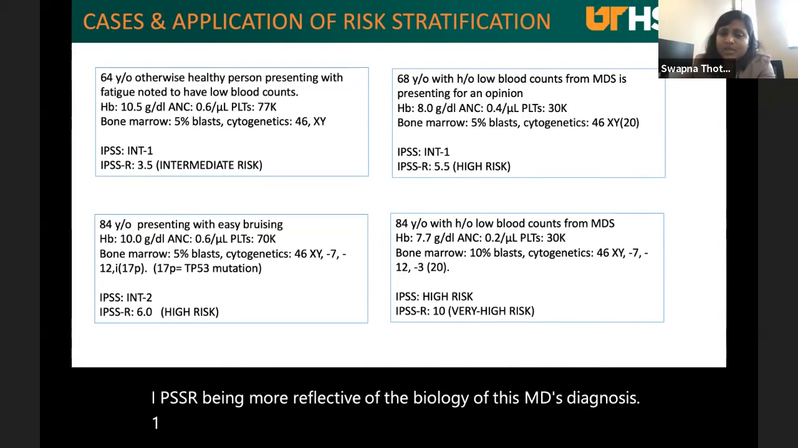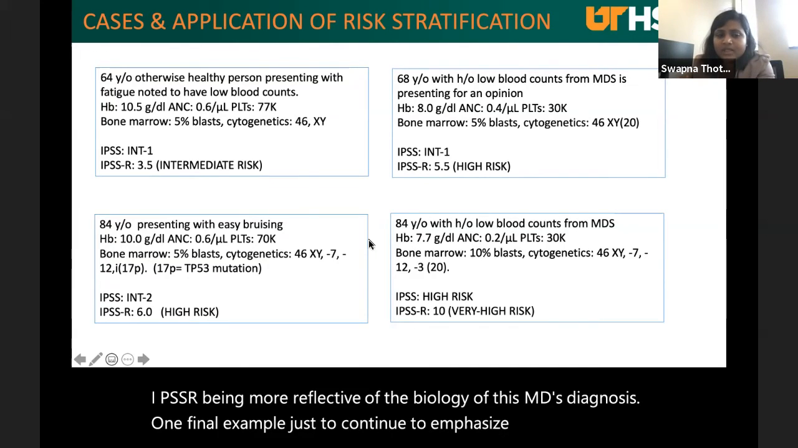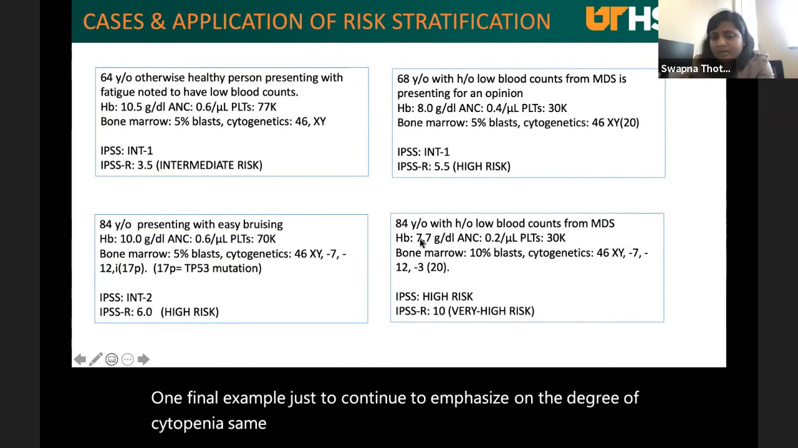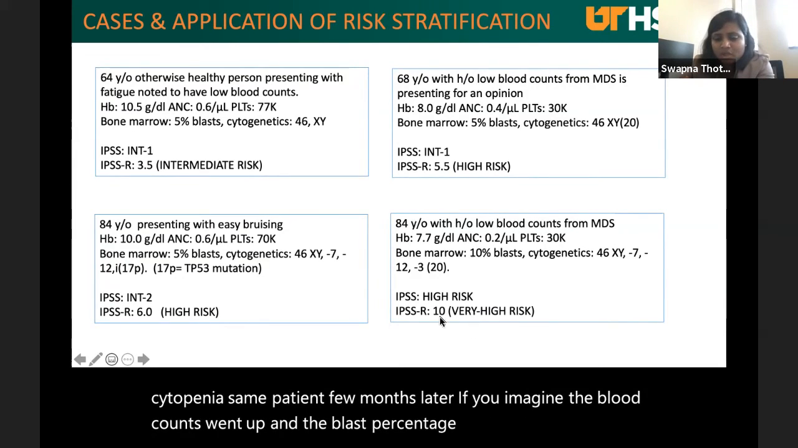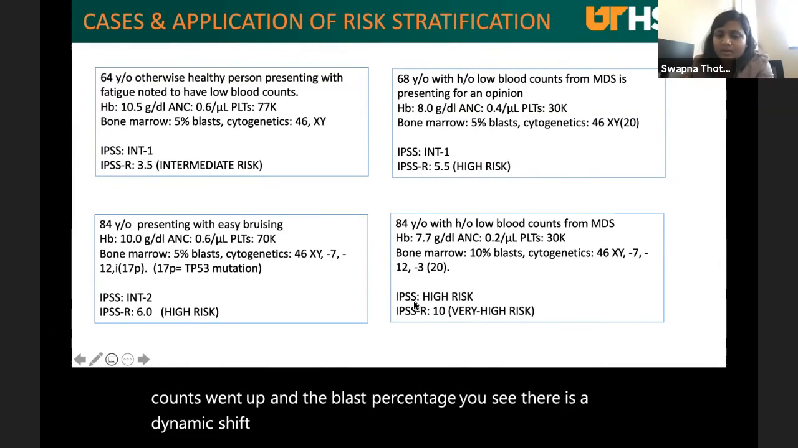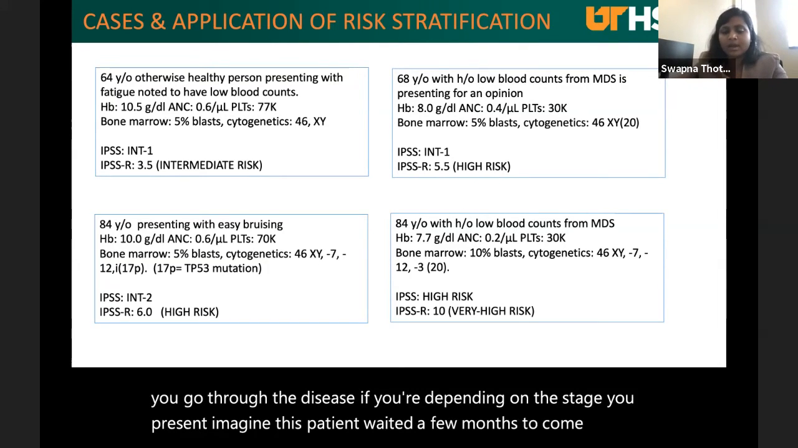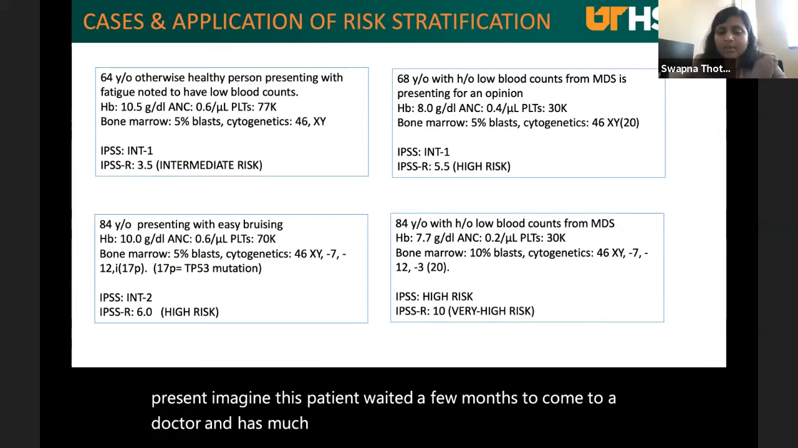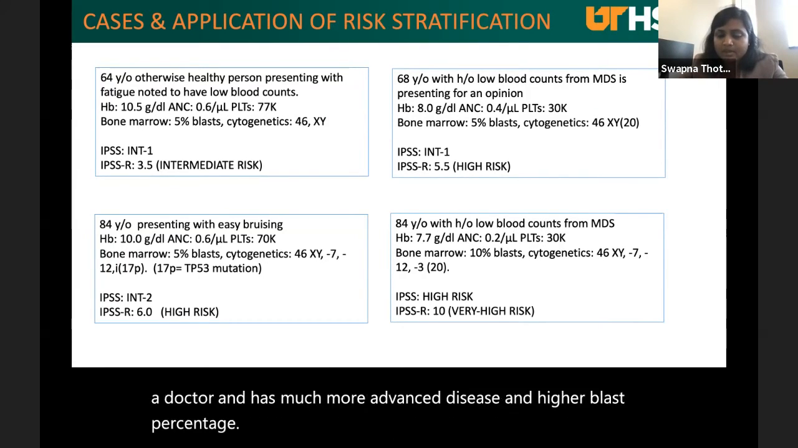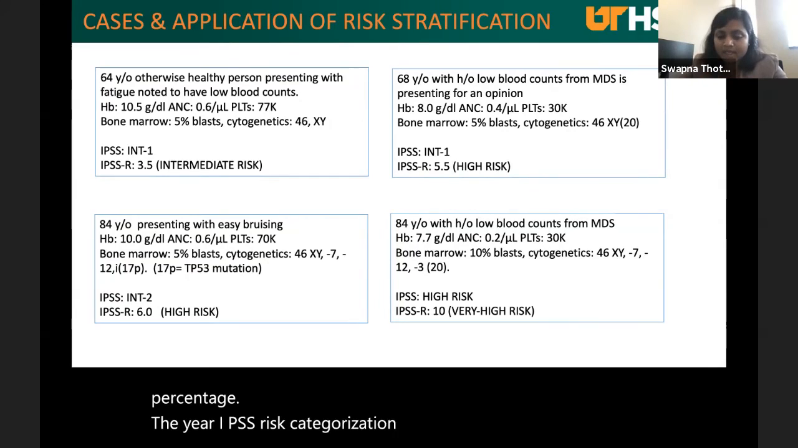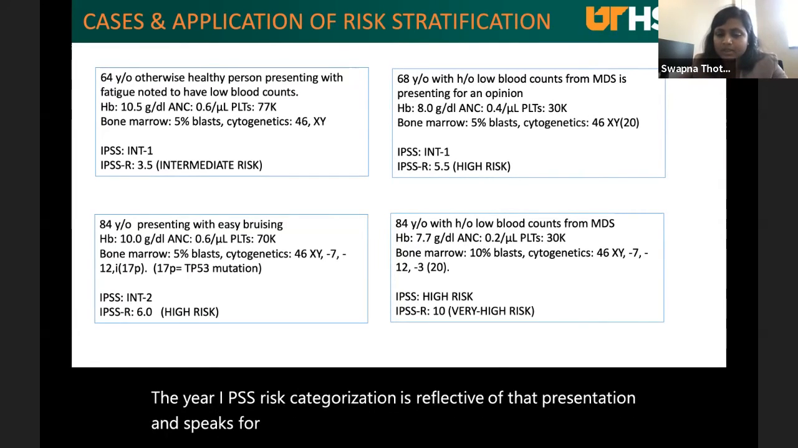One final example, just to continue to emphasize the degree of cytopenia: same patient, a few months later. If you imagine that the blood counts went up and the blast percentage, you see there is a dynamic shift in IPSS-R risk category and in IPSS risk category. So as you go through the disease, depending on the stage you present, imagine this patient waited a few months to come to a doctor and has much more advanced disease and a higher blast percentage, your IPSS risk categorization is reflective of that presentation and speaks for the biology of the disease and where you're currently at with your diagnosis.